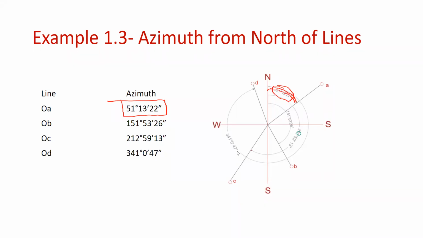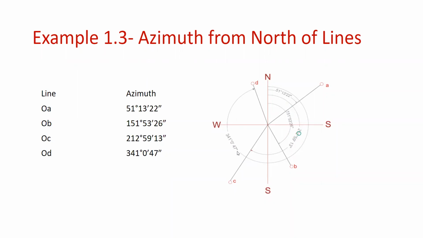Okay? So, yon. Next, line OB. Ano naman daw tong azimuth na to kung galing tayo sa north? So, galing sa north, papunta dito. Okay, ano daw yung angle na yan? As you can see here, eto yan. From north, papunta dito. It has an angle of 151 degree, 53 minutes, 26 seconds. So, for example lang yan ha. So, yun na yung magiging azimuth natin.